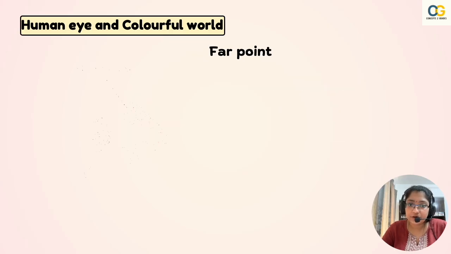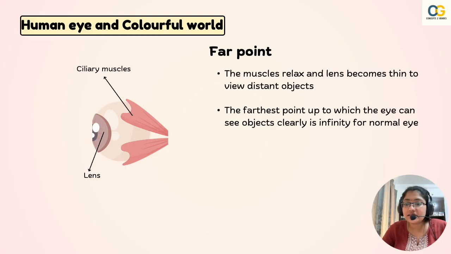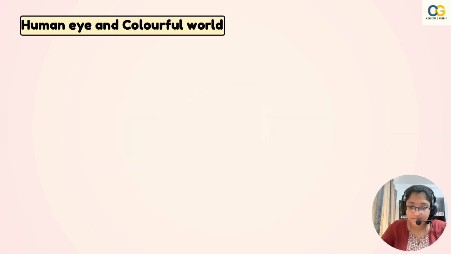Coming to the far point. The far point is the farthest that you can see. The ciliary muscles relax and become thin to view distant objects. So the farthest point up to which the eye can see clearly is infinity for a normal eye.